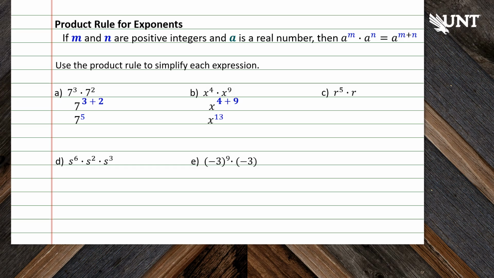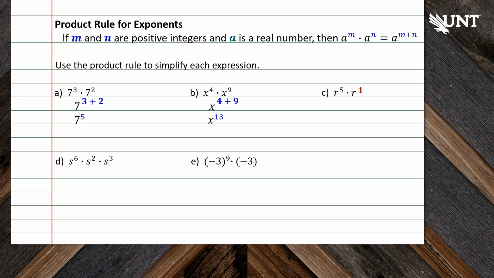For example C, we have r raised to the 5th power times r. Now the values are multiplying and they do have the same base. However, the second r does not appear to have an exponent. Well, looking at that one alone, how many times is r written? If you notice, it's only written that one time, which means it has an imaginary exponent of 1.